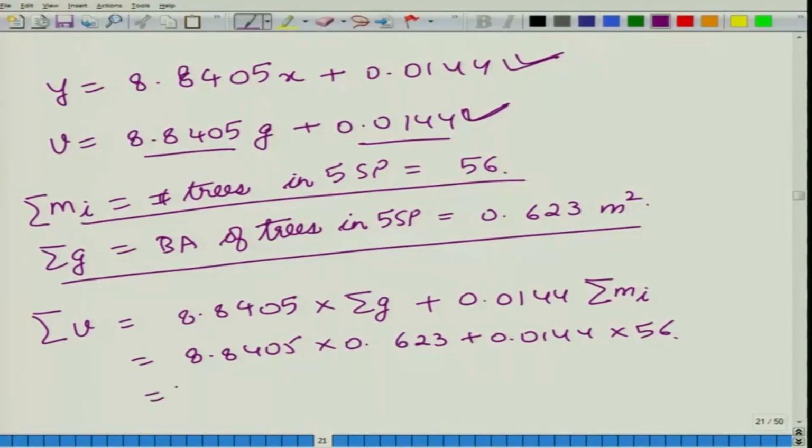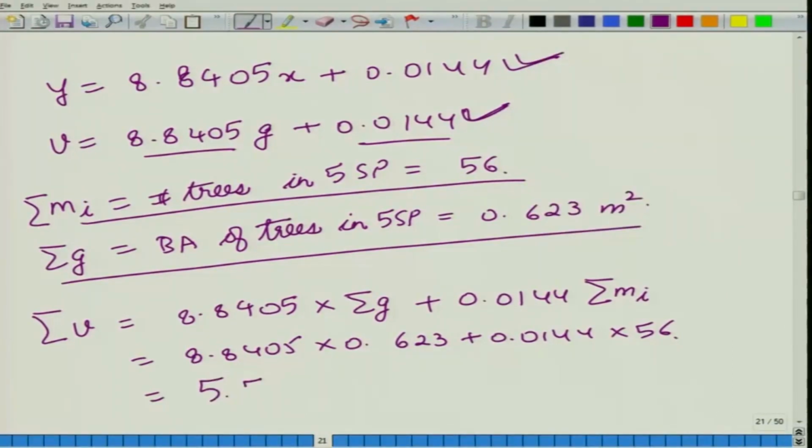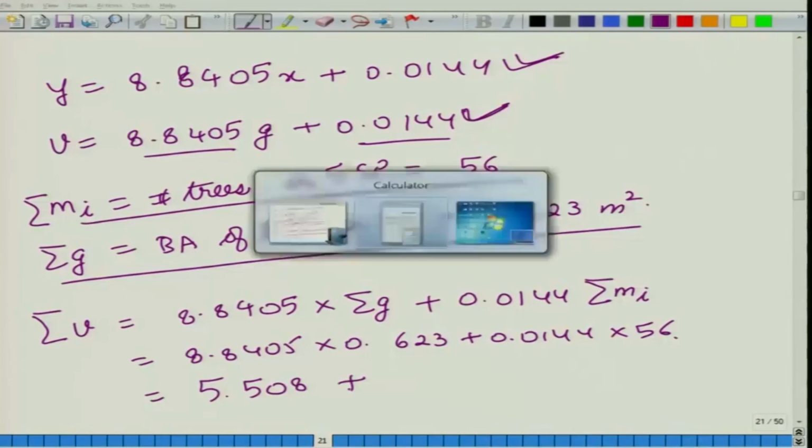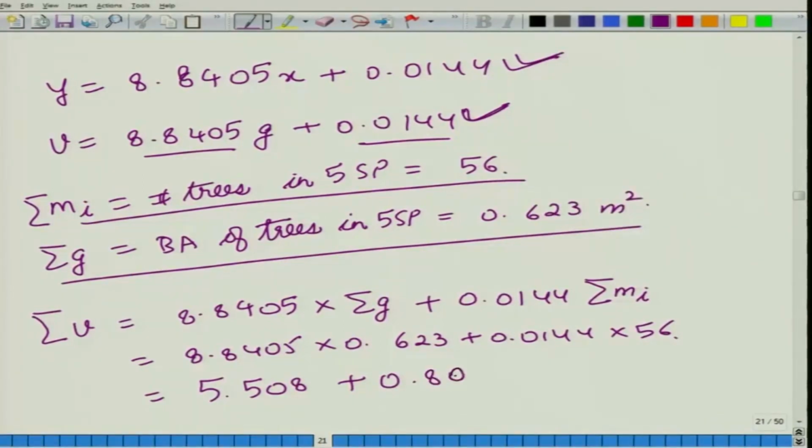So, how much is that? Here we have 8.8405 multiplied by 0.623, which is 5.507, or rounding it off, 5.508. So, we have 5.508 plus 0.0144 into 56. So, that is 0.806. So, this is 6.314 cubic meter.